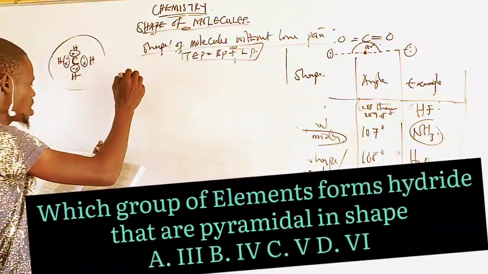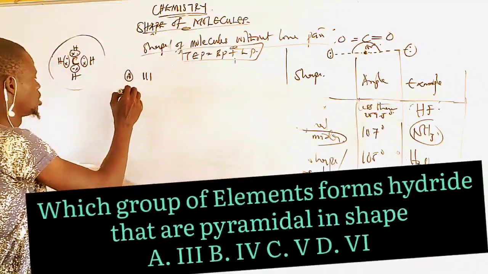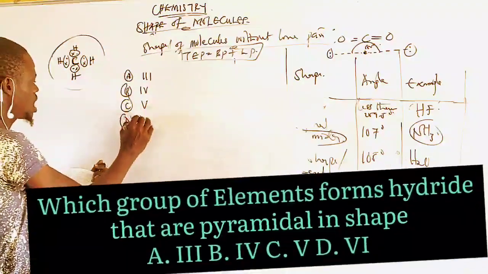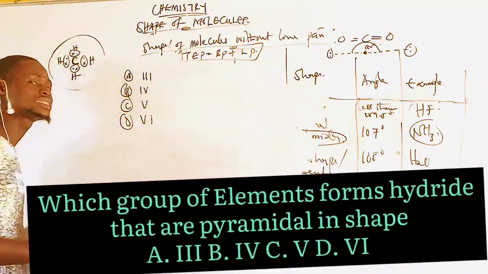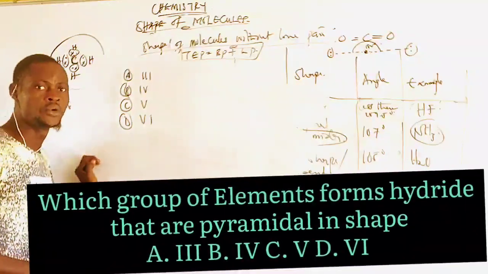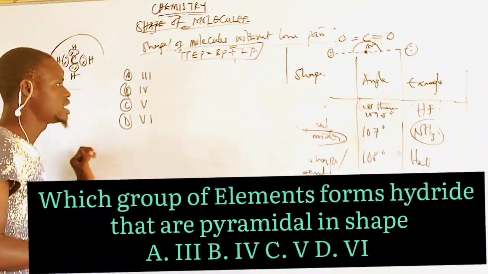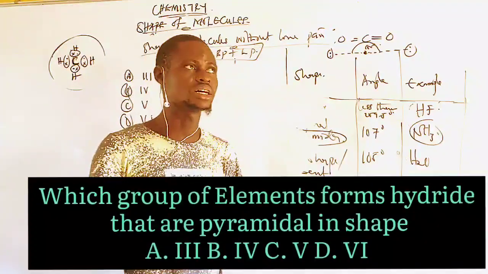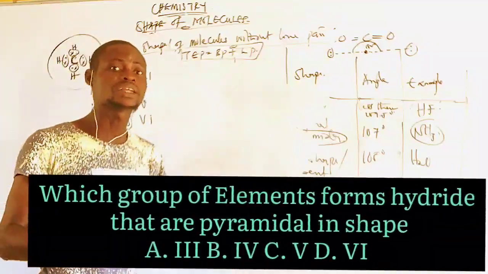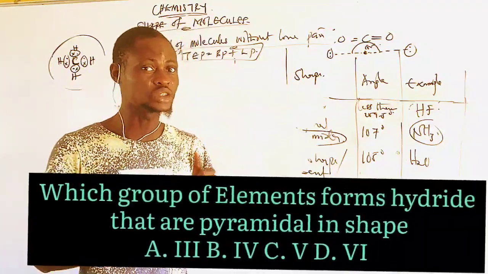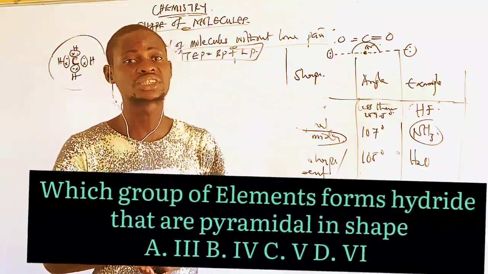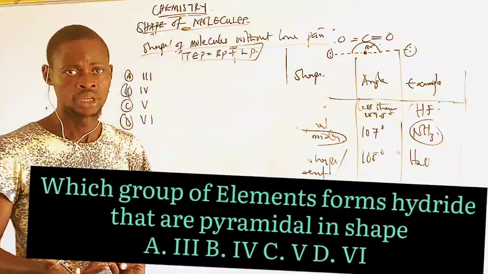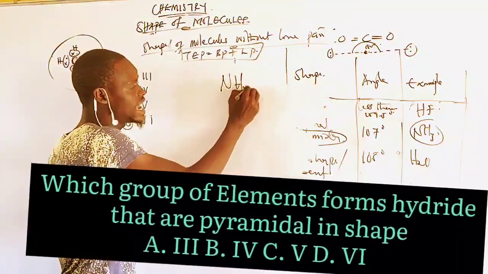We have option A, group 3, option B, group 4, option C, group 5, option D, group 6. These are the groups in the periodic table. Don't let them confuse you. Now, let me show you another secret. A hydride is a compound of hydrogen. Any compound that has hydrogen in it is known as a hydride. Are you getting what I'm saying? So a hydride can be formed with a metal and it can be formed with a non-metal. So you see, ammonia is a hydride.